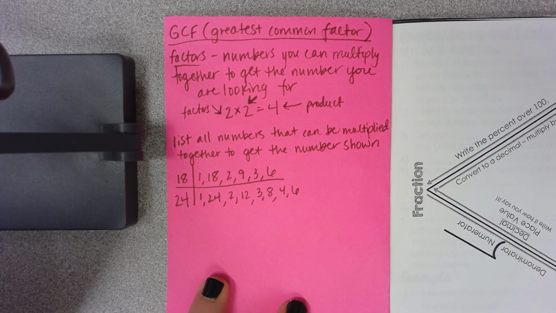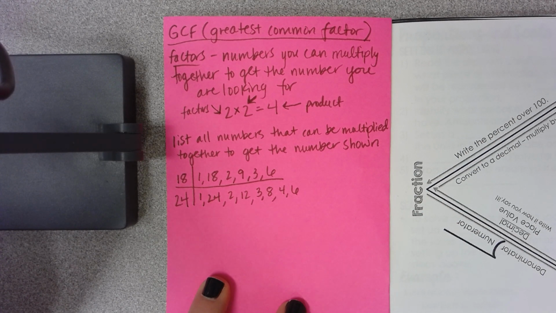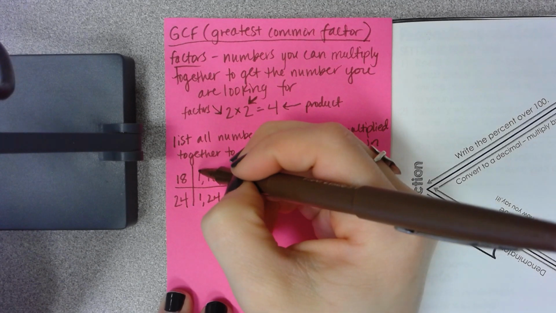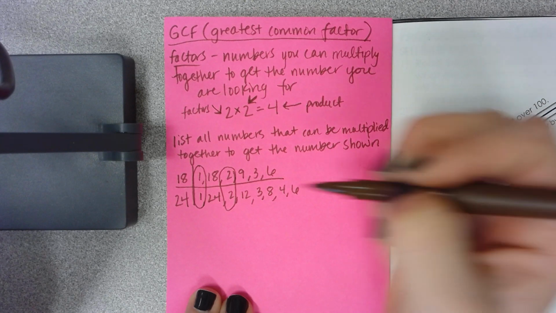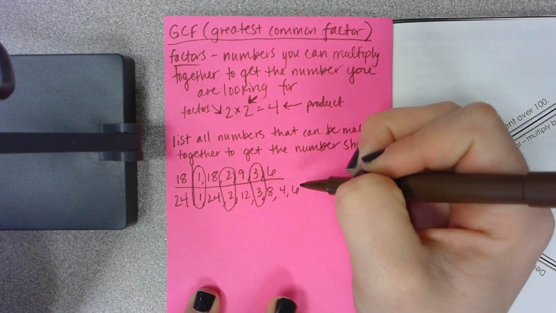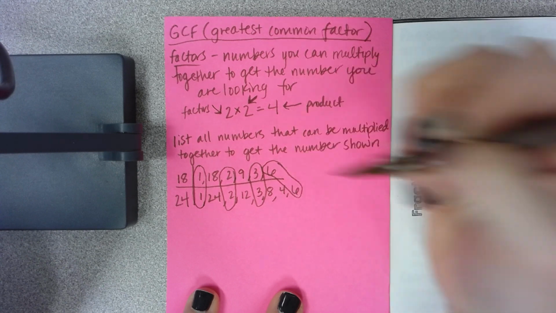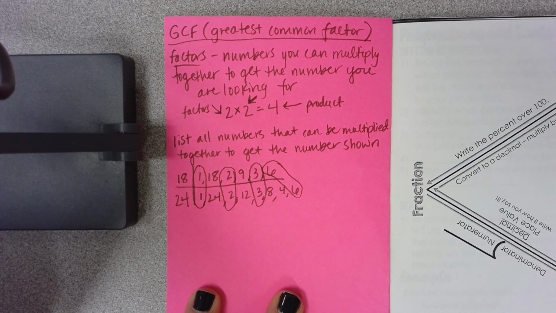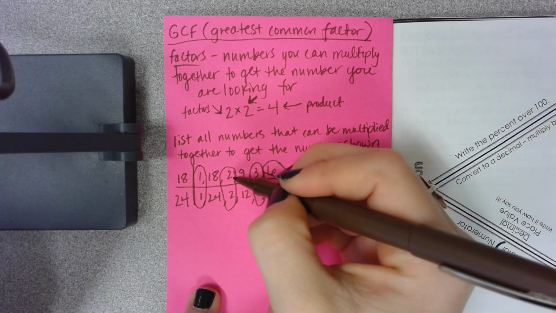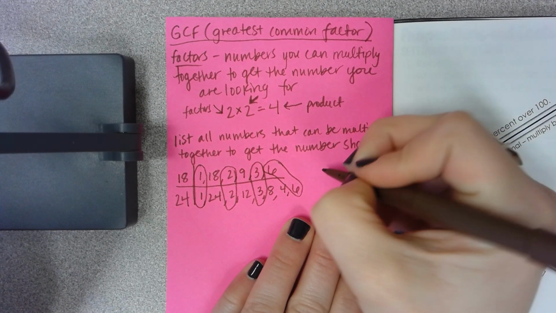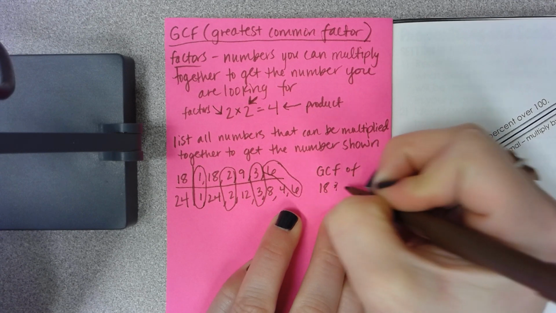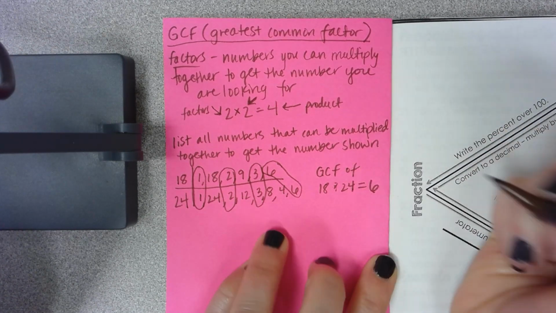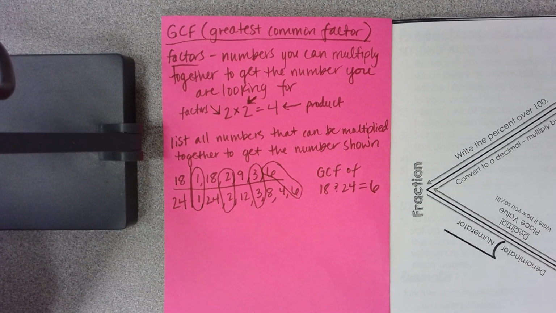So now what we do is we find ones that they have in common with each other. So I know they have 1 in common, okay? I know they have 2 in common. I see they have 3 in common. And I see they have 6 in common with each other. But now, what is the greatest common factor they have with each other? Well, the greatest one is not 1, not 2, not 3, but it's 6. So the GCF of 18 and 24 is 6. That's the greatest factor they have in common with each other.